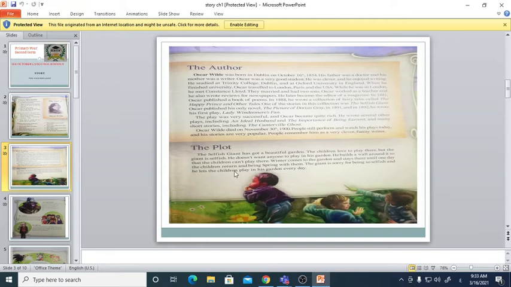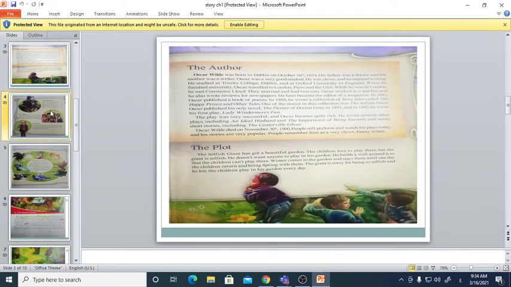So this is the summary of the story. At the beginning he was selfish. Something happened to him. He learned his lesson, and he let the children play in his garden, and he regretted being selfish.